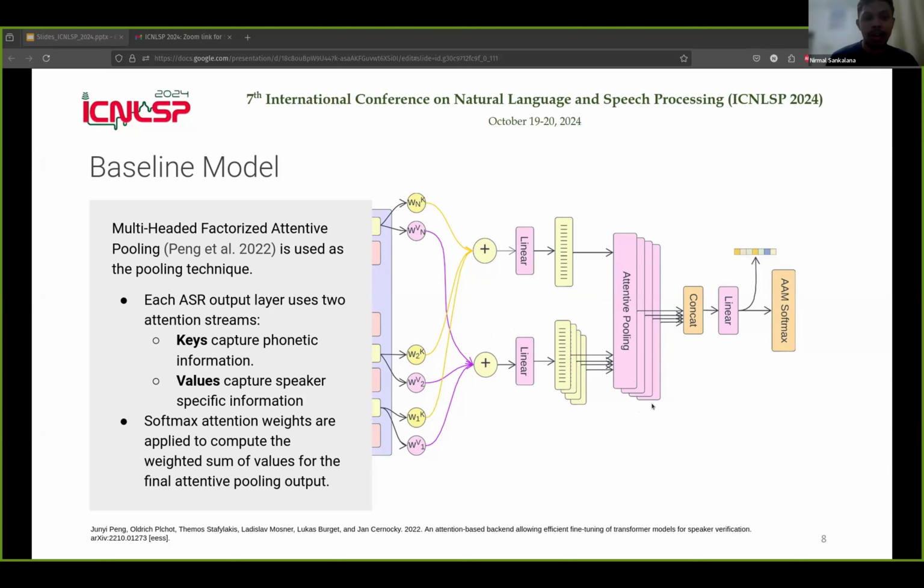So, resulting in a final output that is more concise and ensures that the model emphasizes the most relevant information in the ASR output, improving the overall quality of the embeddings and the accuracy of speaker verification.